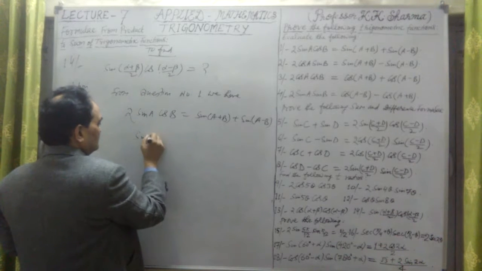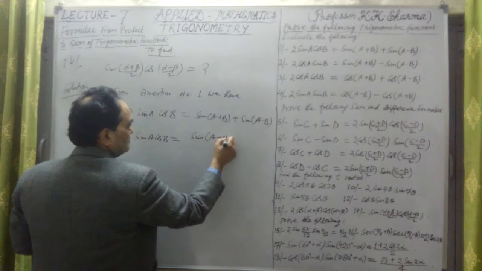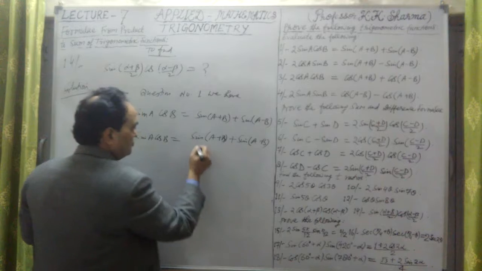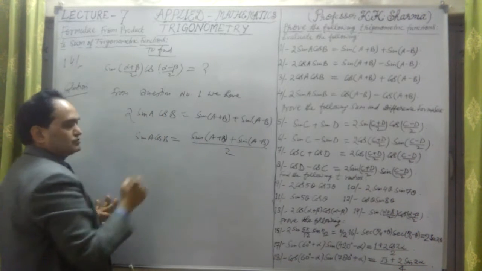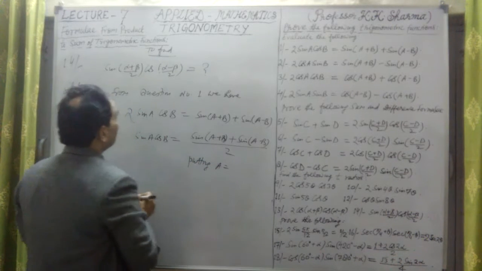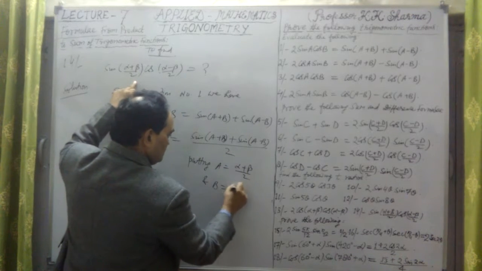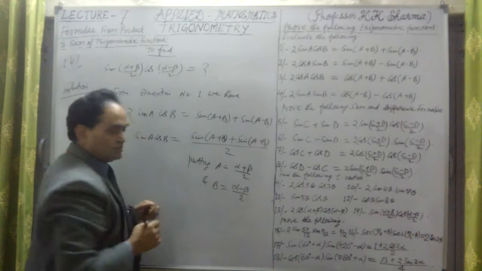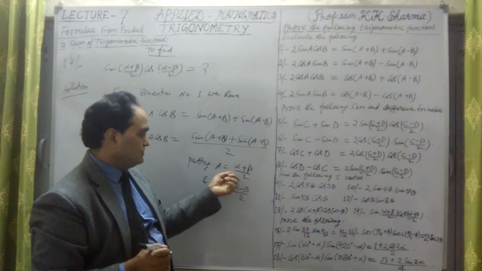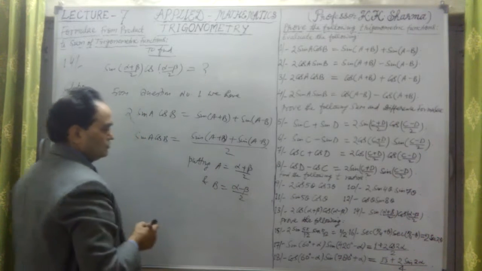So here sine A into cos B is equal to sine A plus B plus sine A minus B upon 2. This 2 we have taken to this side. So now putting A is equal to alpha plus beta upon 2 and B is equal to alpha minus beta upon 2. So these two value substitutions we have to put. A is equal to alpha plus beta upon 2 and B is equal to alpha minus beta upon 2. Okay, so what do we get here?